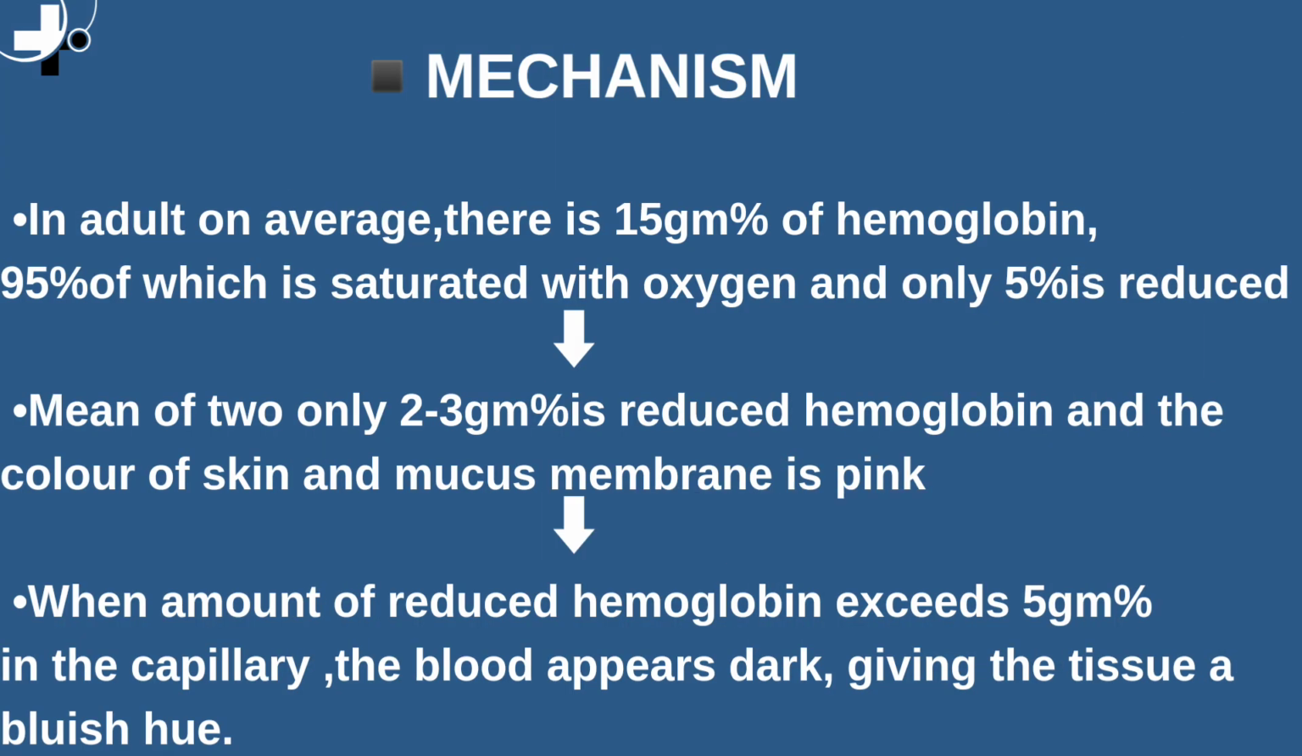Mechanism. In adults, on average, there is 15% hemoglobin, 95% of which is saturated with oxygen and only 5% is reduced. Mean of only 2 to 3% is reduced hemoglobin, and the color of skin and mucous membrane is pink. When the amount of reduced hemoglobin exceeds 5% in the capillary, the blood appears dark, giving the tissue a bluish hue.